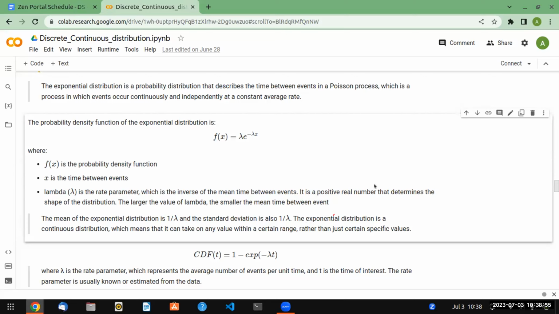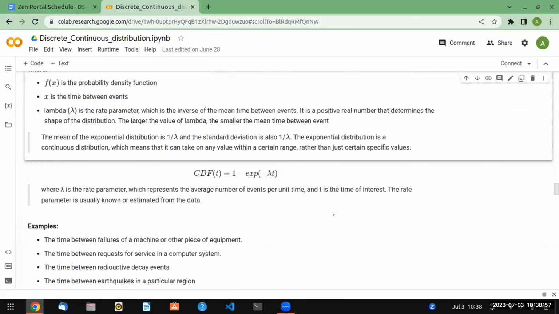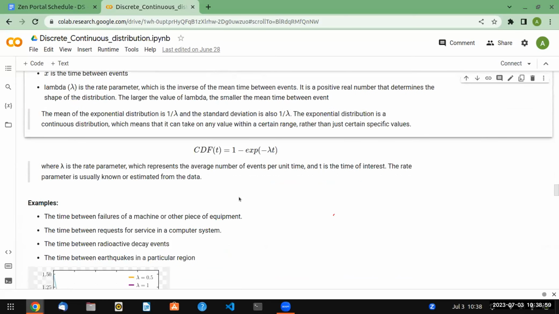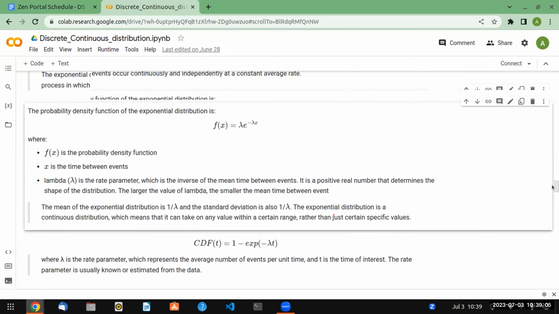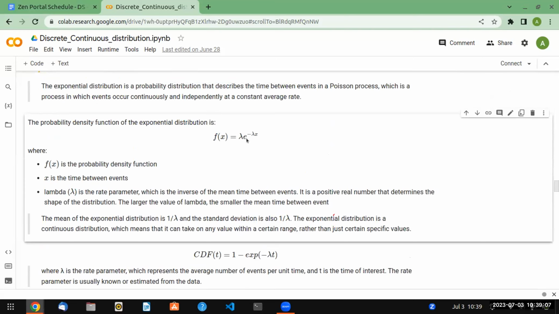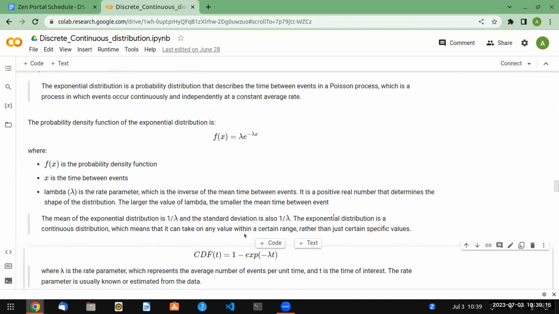Okay. So discussion apart, let's get back to our exponential distribution. Now here, this is the PDF of the exponential distribution. f(x) is equal to lambda e to the power minus lambda x. What is the CDF? CDF will be 1 minus e to the power. You need not remember this, okay?